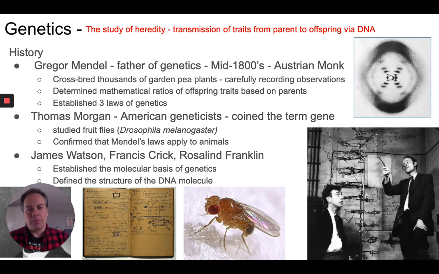And in analyzing that data, he observed that there are certain mathematical ratios between the offspring that were consistent amongst different traits. That allowed him to establish the basic rules of Mendelian inheritance, is what we call it, three basic laws of genetics. Mendel's work was published, but it didn't have a huge impact. It was sort of lost for a long period of time.